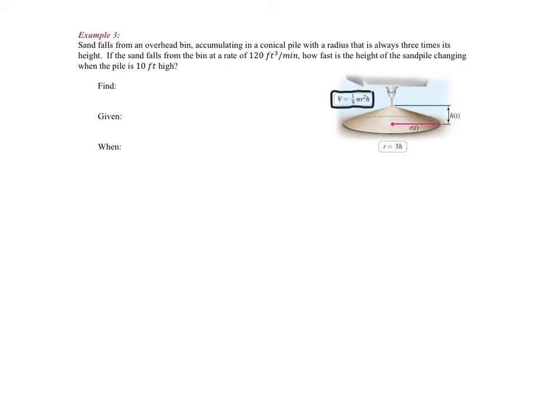Then I believe we hold strong to the fact that you should know that. Okay, so the sand falls from an overhead bin accumulating in a conical pile with a radius that is always 3 times its height. So radius is equal to 3 height. Write that down on the side. If the sand falls from the bin at a rate of 120 cubic feet per minute, that's given. That's going to be dV/dt. You can tell it's volume because it's feet cubed. How fast is the height of the pile changing? So that's dh/dt. We don't know it. When the pile is 10 feet high, so h equals 10.